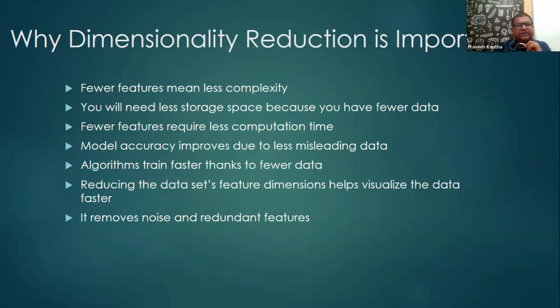Why is dimensionality reduction important? The main important feature of dimensionality reduction is simply that fewer features mean less complexity. You will need less storage space. Fewer features require less computational time. Models with fewer features train faster than with more data. Reducing the data set and the feature dimensions helps to process the data faster. These are the reasons why we use data dimensionality reduction.